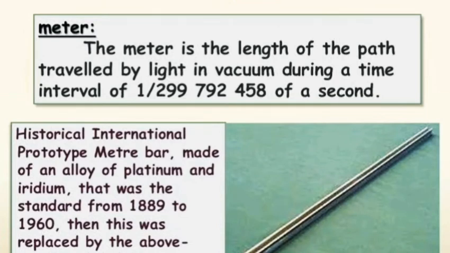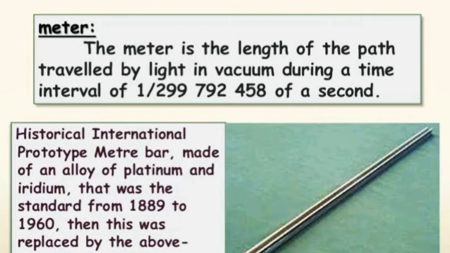Students, as you all know, the meter is the fundamental unit. So how can we define the meter? The meter is the length of the path traveled by light in vacuum during a time interval of 1/29,97,92,458th part of a second.